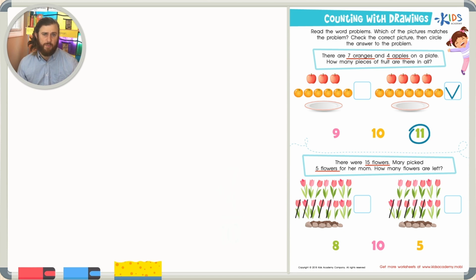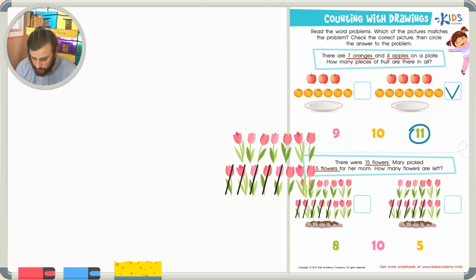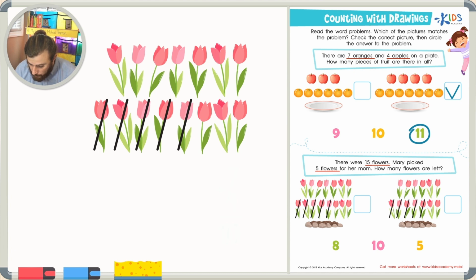So first let's count the first picture to see if there are 15 flowers. 1, 2, 3, 4, 5, 6, 7, 8, even though it's crossed out, it still counts. 9, 10, 11, 12, 13, 14, 15. Okay, there are 15 flowers in total in the first picture.